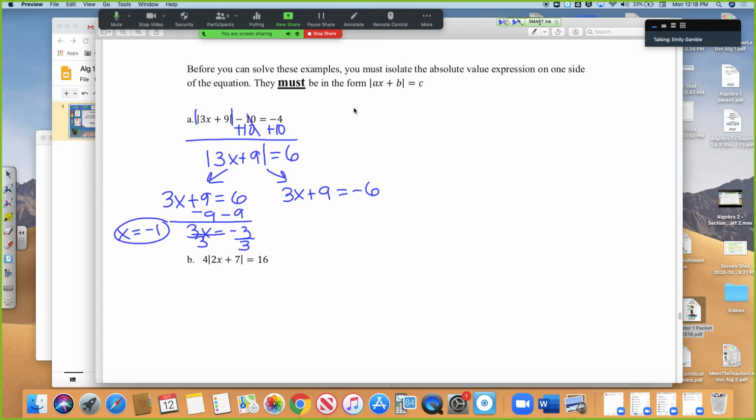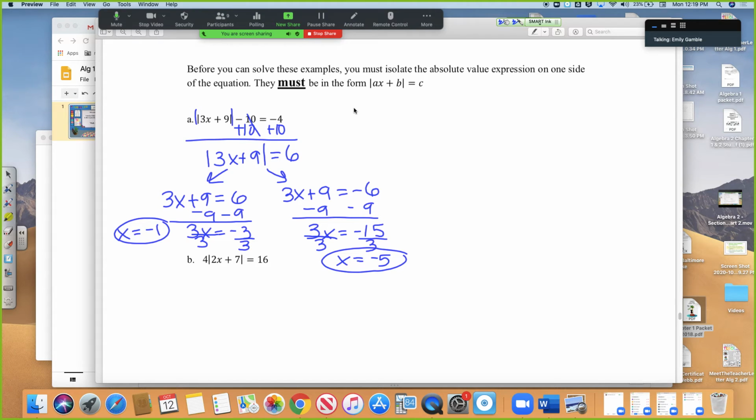How can I double check to make sure that this answer works? Plug it in. So if I take negative 1 and I put it in for x here, 3 times negative 1 is negative 3. Negative 3 plus 9 is 6. The absolute value of 6 is 6. That one works. If I do the same 2 steps here, subtract 9 from both sides, I get 3x equals negative 15. And I divide by 3, I get x equals negative 5 as my second answer.